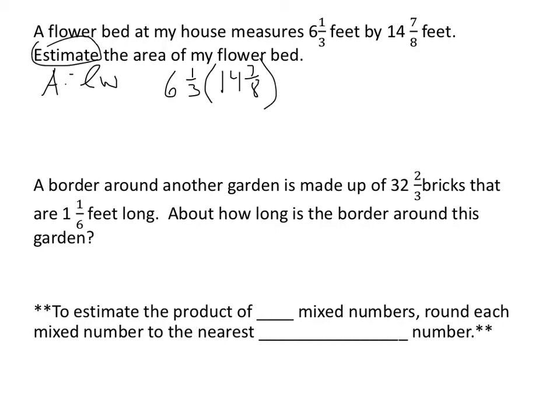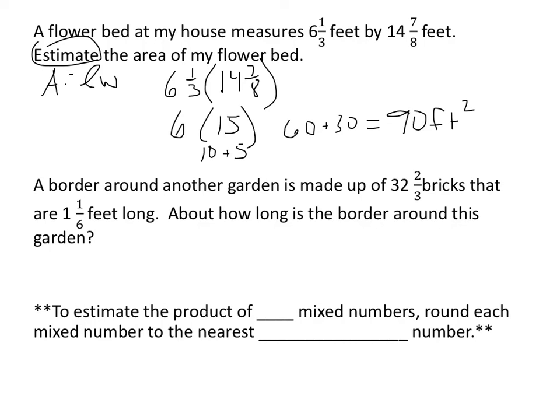But because I'm estimating, remember we could use one of our methods of estimating. What do you think might work here? I'm going to say that rounding to the nearest whole number is probably the easiest. So 6 1/3 would round to 6. 14 and 7/8 is actually closer to 15. So we would do 6 times 15, which, if you don't know that in your head, remember you can break up the 15 into 10 and 5. So 6 times 10 would be 60. 6 times 5 would be 30. So 6 times 15 would be 90 feet, and it's an area, so it would be 90 feet squared. Alright, so why don't you go ahead and pause the video and try the next one on your own.